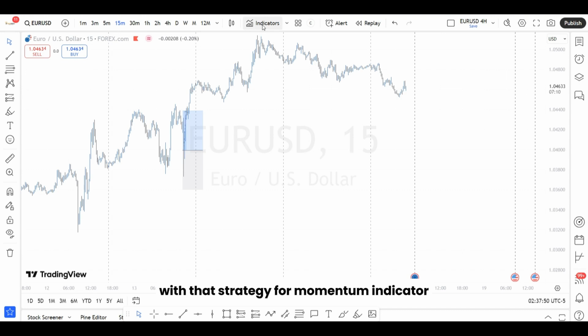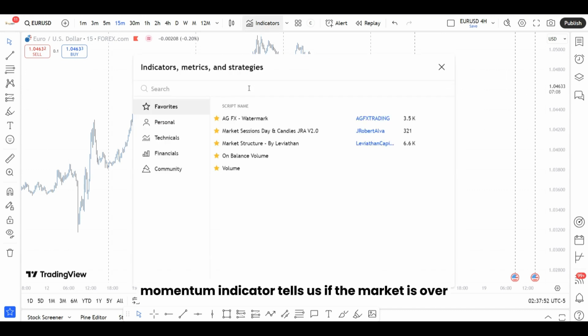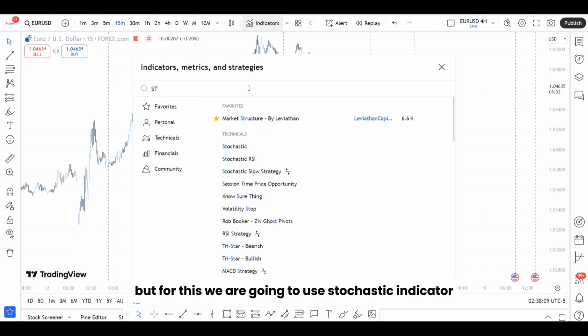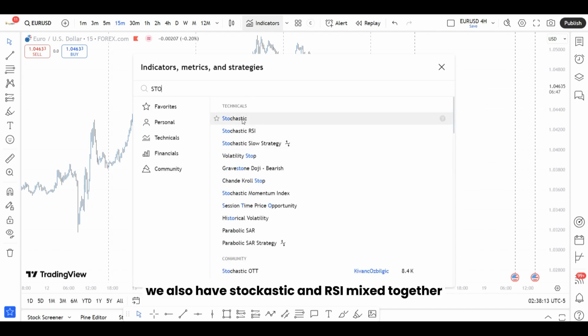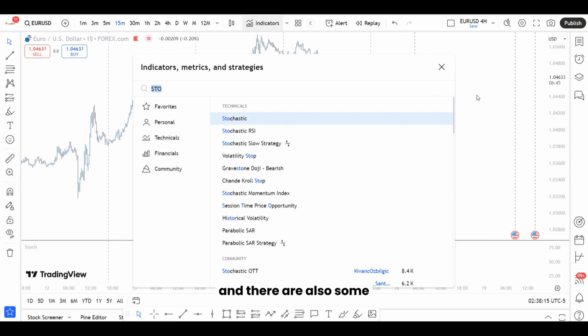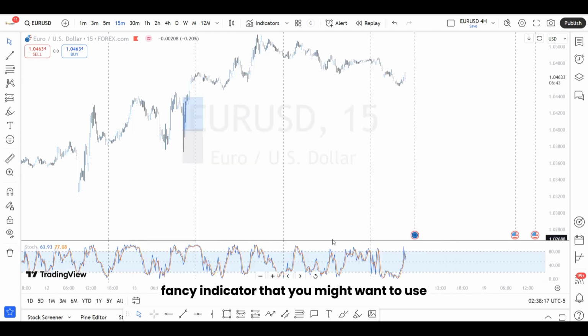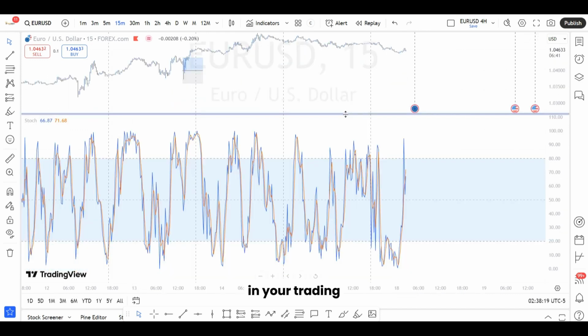The momentum indicator tells us if the market is overbought or oversold. Examples of momentum indicators are RSI or the stochastic indicator. Another example is the CCI indicator, but for this we are going to use the stochastic indicator. You can see stochastic. We also have stochastic and RSI mixed together, and there are also some fancy indicators that you might want to use in your trading.